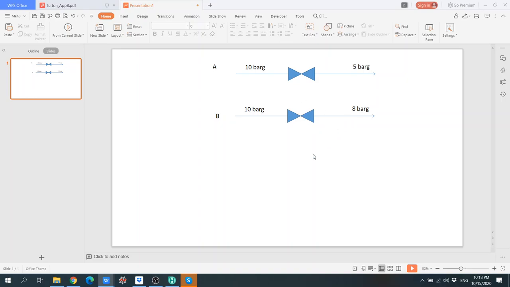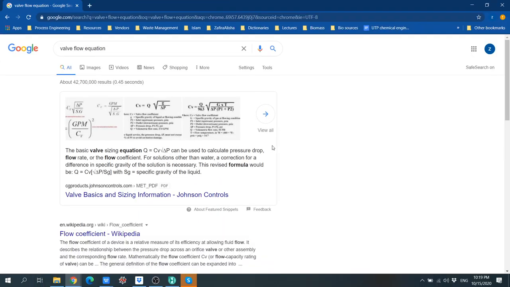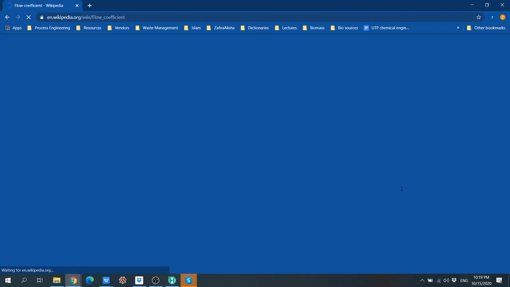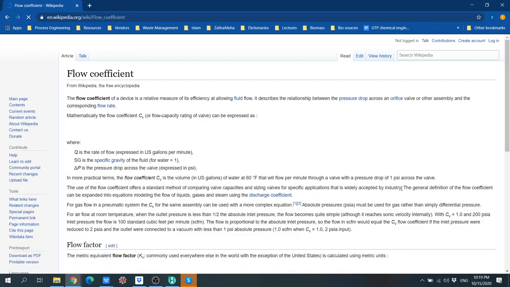We can analyze this in two ways. Number one, the easiest one, you go see the flow coefficients. You can Google the valve flow equation. Come on. So we can think in equations, if we don't have the feeling for the physical world yet.